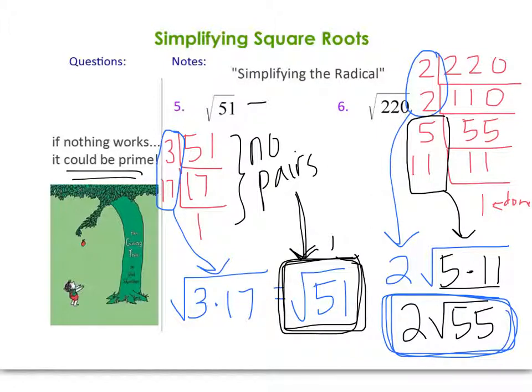We've just gone through several examples. Now keep these kind of at the front. Make sure you look back at these. And I want you to try the next few on your own.